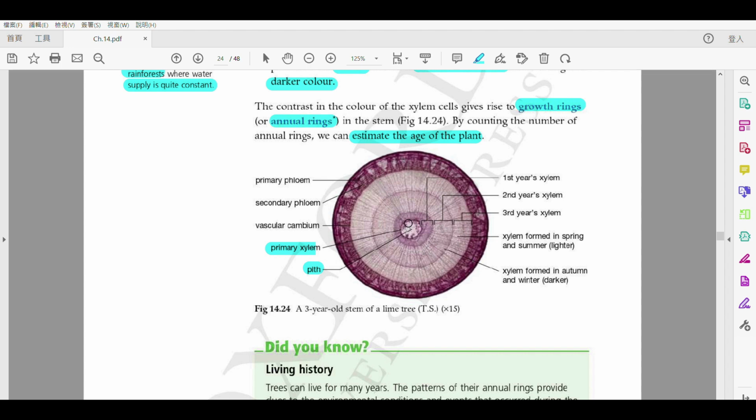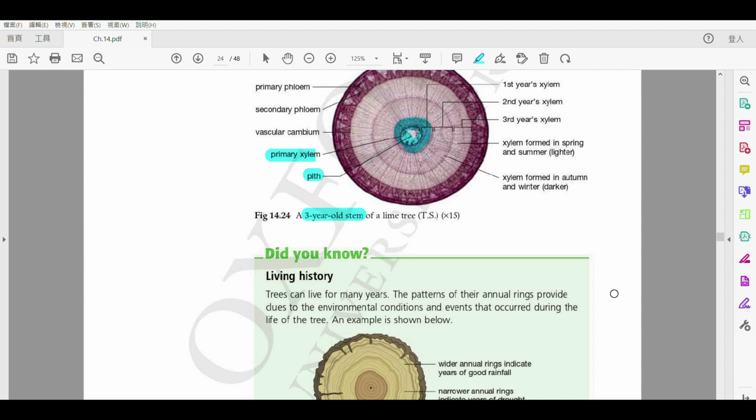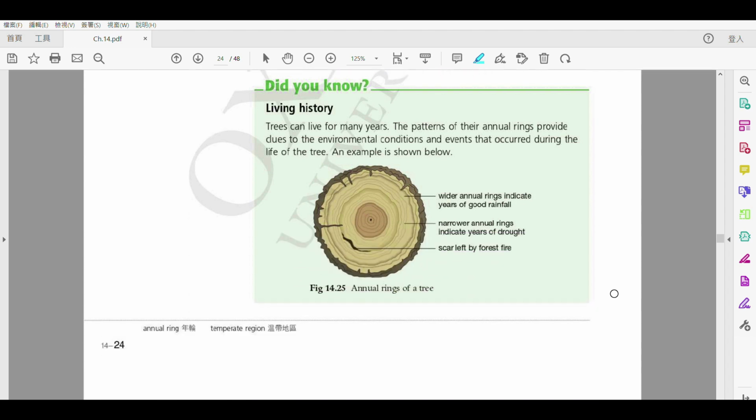Starting from this darker pink area is the first annual ring, or you can say the first growth ring, as you can see here, and then the second, and then the third. You only count these parts; we'll ignore the phloem ring. By counting the xylem rings alone, we'll be able to know the age of plants. So you can guess, how old is this tree? 1, 2, 3. So in total, this is a 3-year-old stem of a tree. That's all for this part.